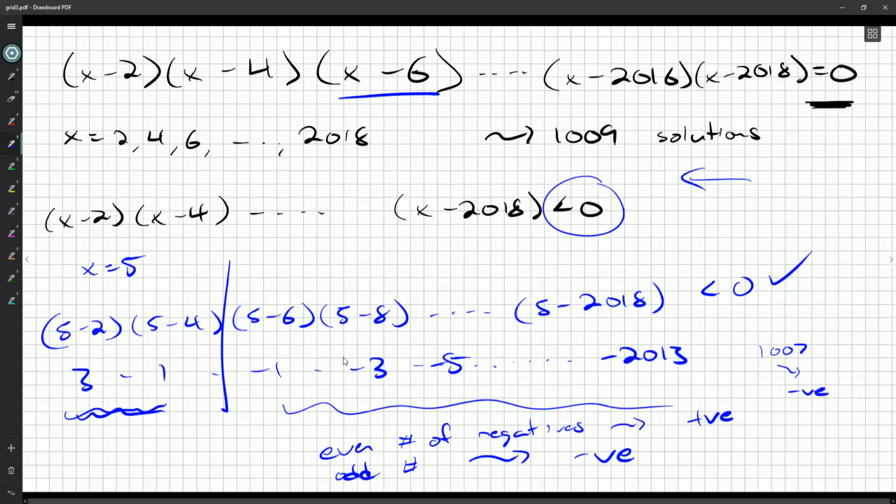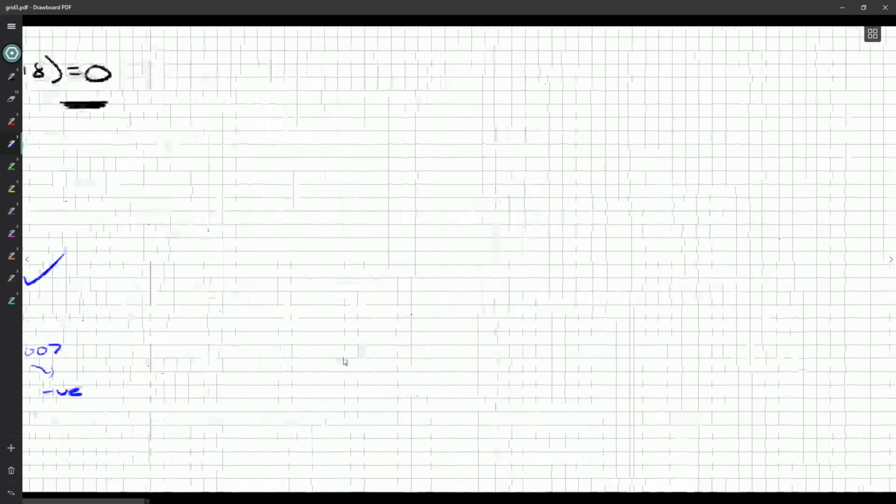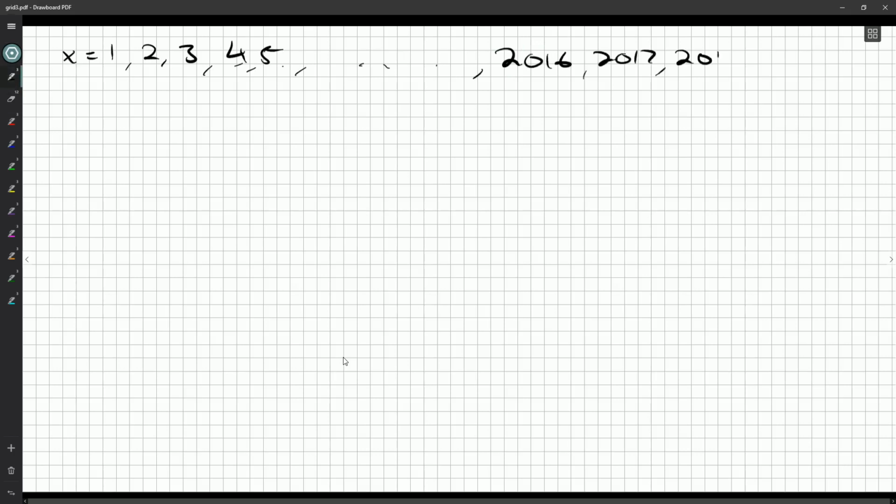Okay, so now we think about what numbers I have to plug in here to avoid zeros. What positive numbers do we have left? x could be 1, or 2, or 3, or 4, or 5, or 6, I don't know why I wrote 6 there, or 2016, 2017, 2018, 2019. It could keep going.